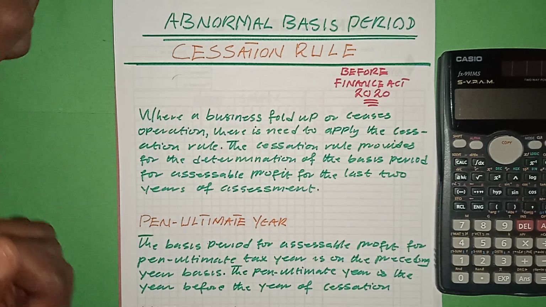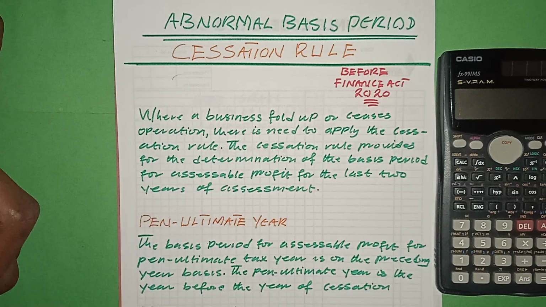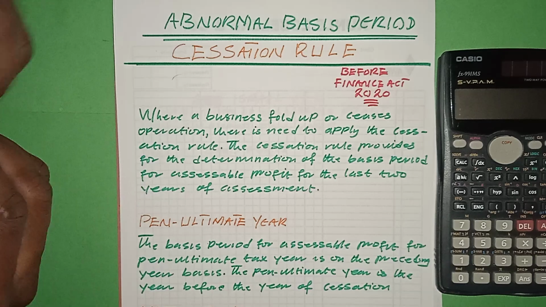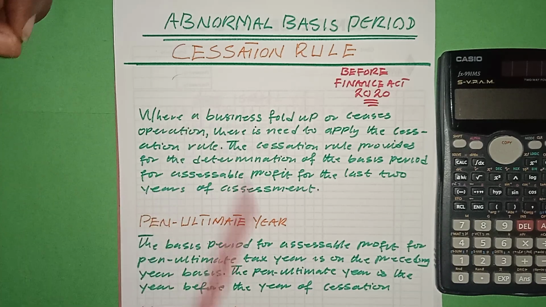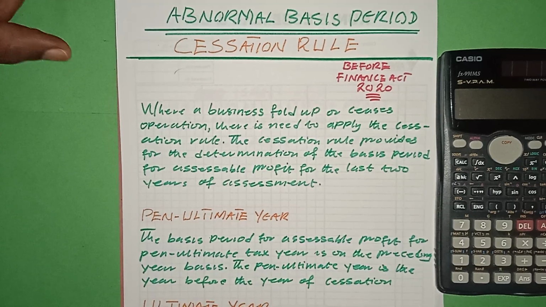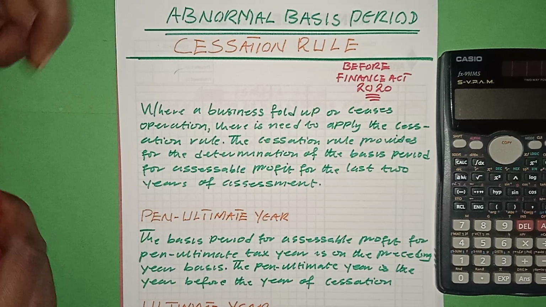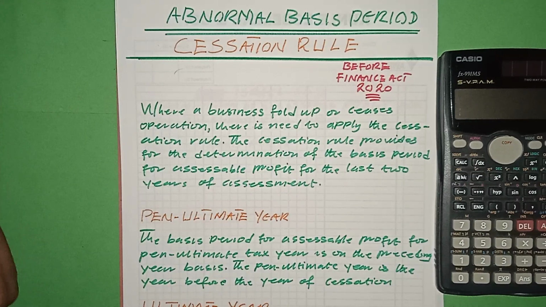But the issue is that when you fold up, the tax authority will come for you, and assessing your tax when you fold up is what we are going to discuss today. But we're going to solve one example. But before then, let's just refresh our mind on what cessation is all about. Mind you, this is before Finance Act 2020.